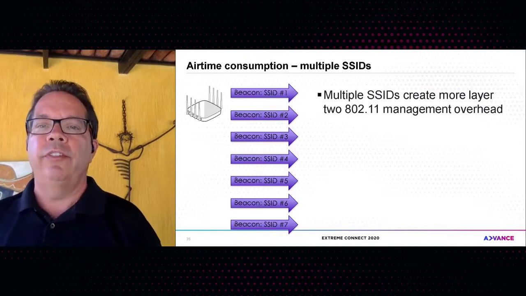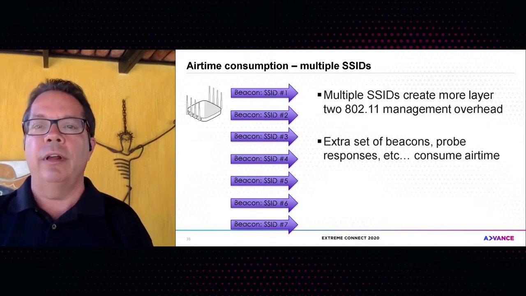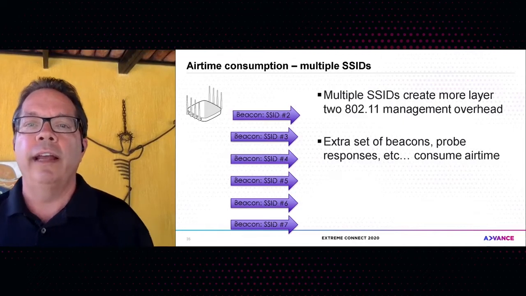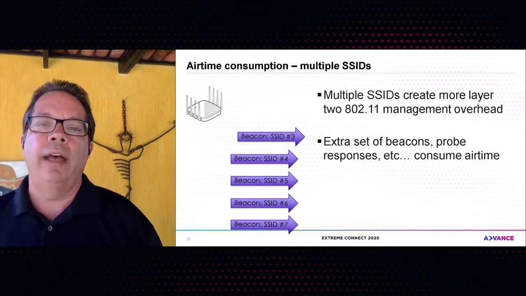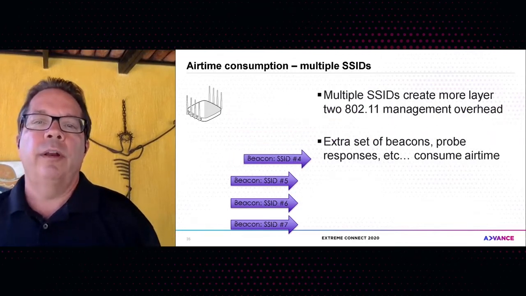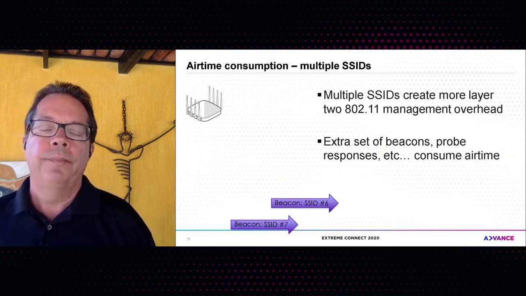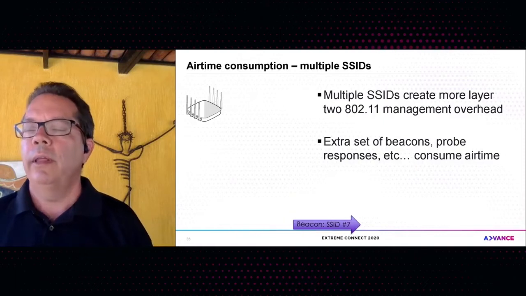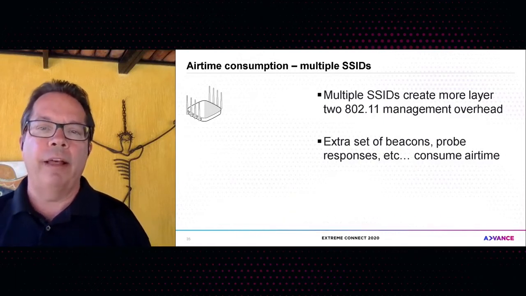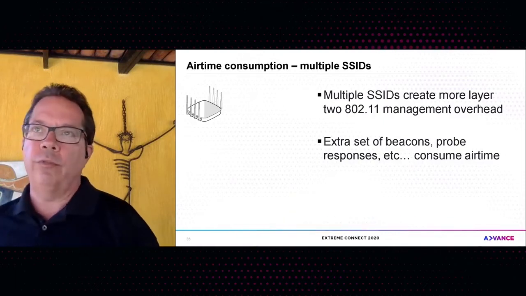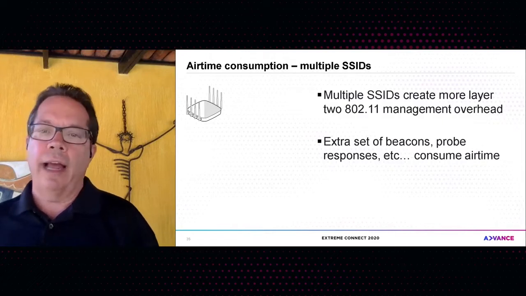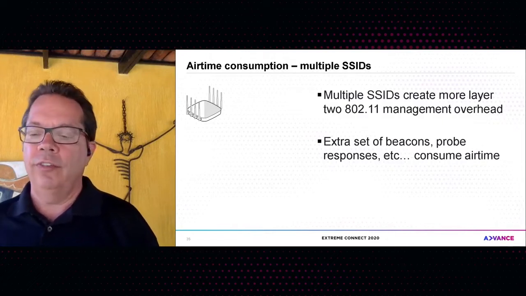Another thing to do is, multiple SSIDs are going to consume a lot of overhead. For every SSID you have that's being transmitted, there's going to be an extra set of beacons, probe responses, and other management frames, so that consumes overhead. A general rule of thumb is to try to have about 3 SSIDs: one for employees, one for guests, and maybe one for IoT devices or voice devices.